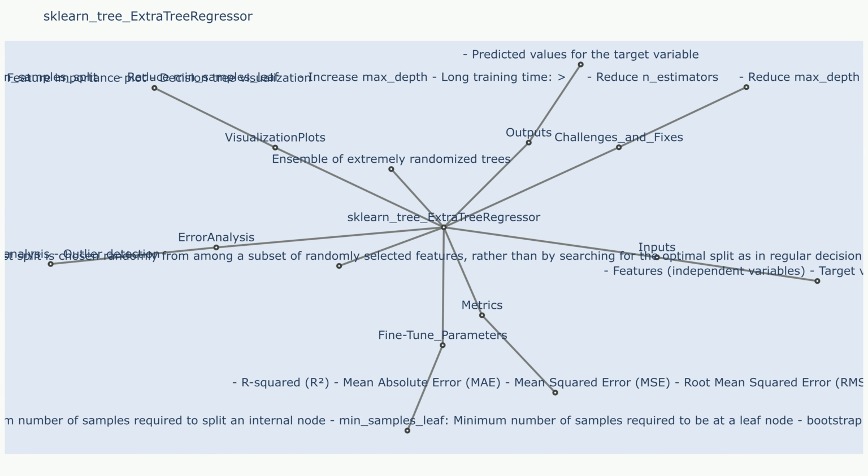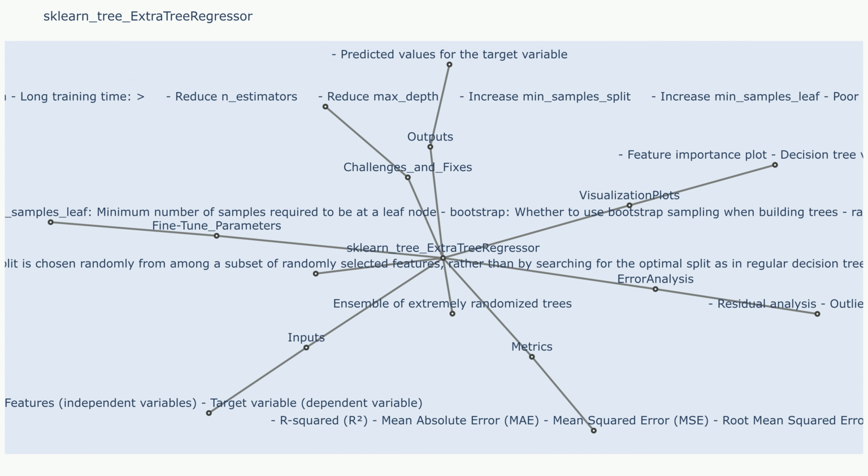Min samples split: the minimum number of samples required to split an internal node. This parameter controls tree complexity. Random state: an integer for initializing the random number generator. Setting this value ensures reproducible results.